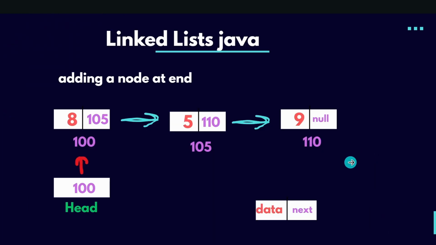Now we are going to understand how we can add a node. So basically this is the node structure. We have the data part and the next part. So this is known as a node, okay. What we have to do is add a node at the end.